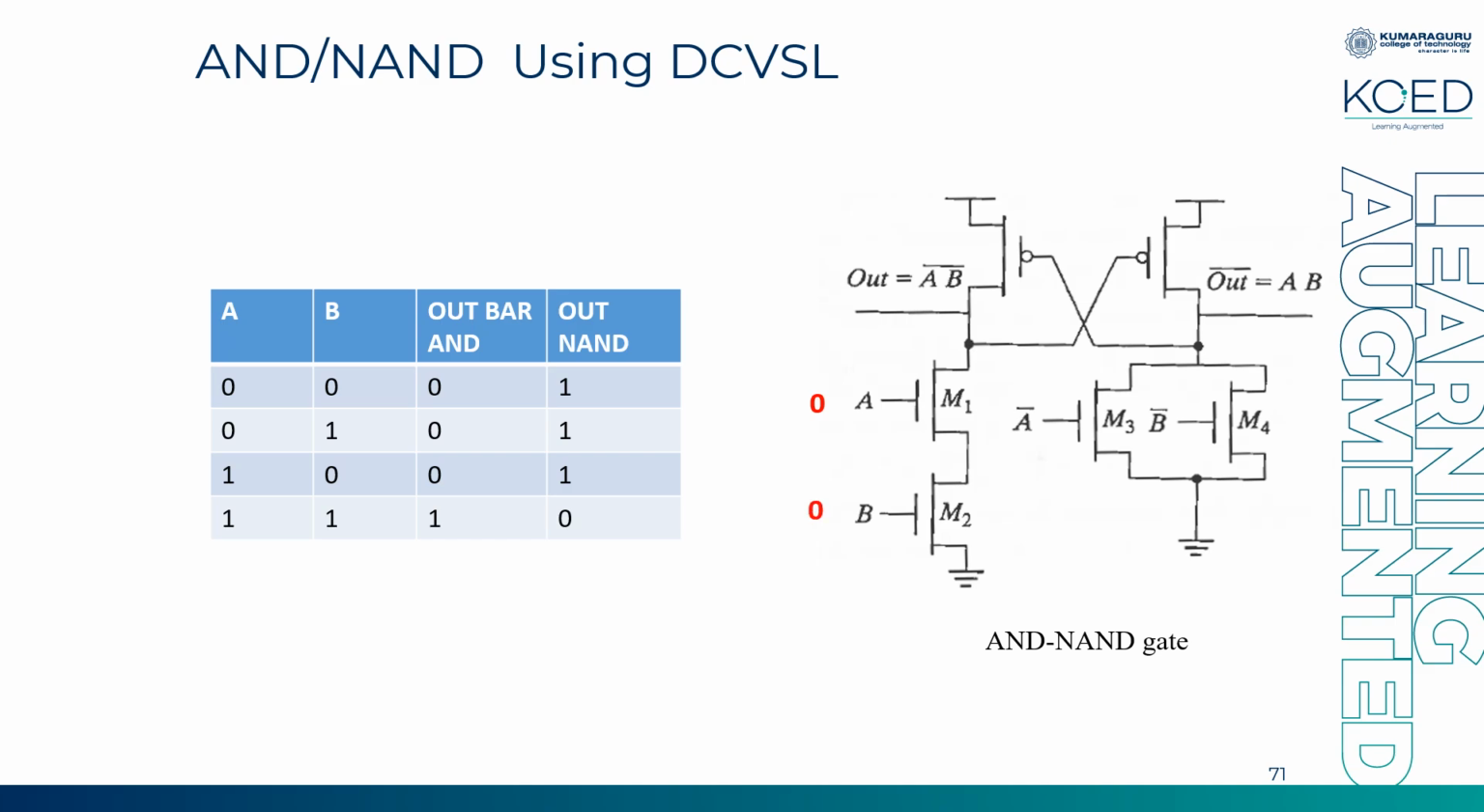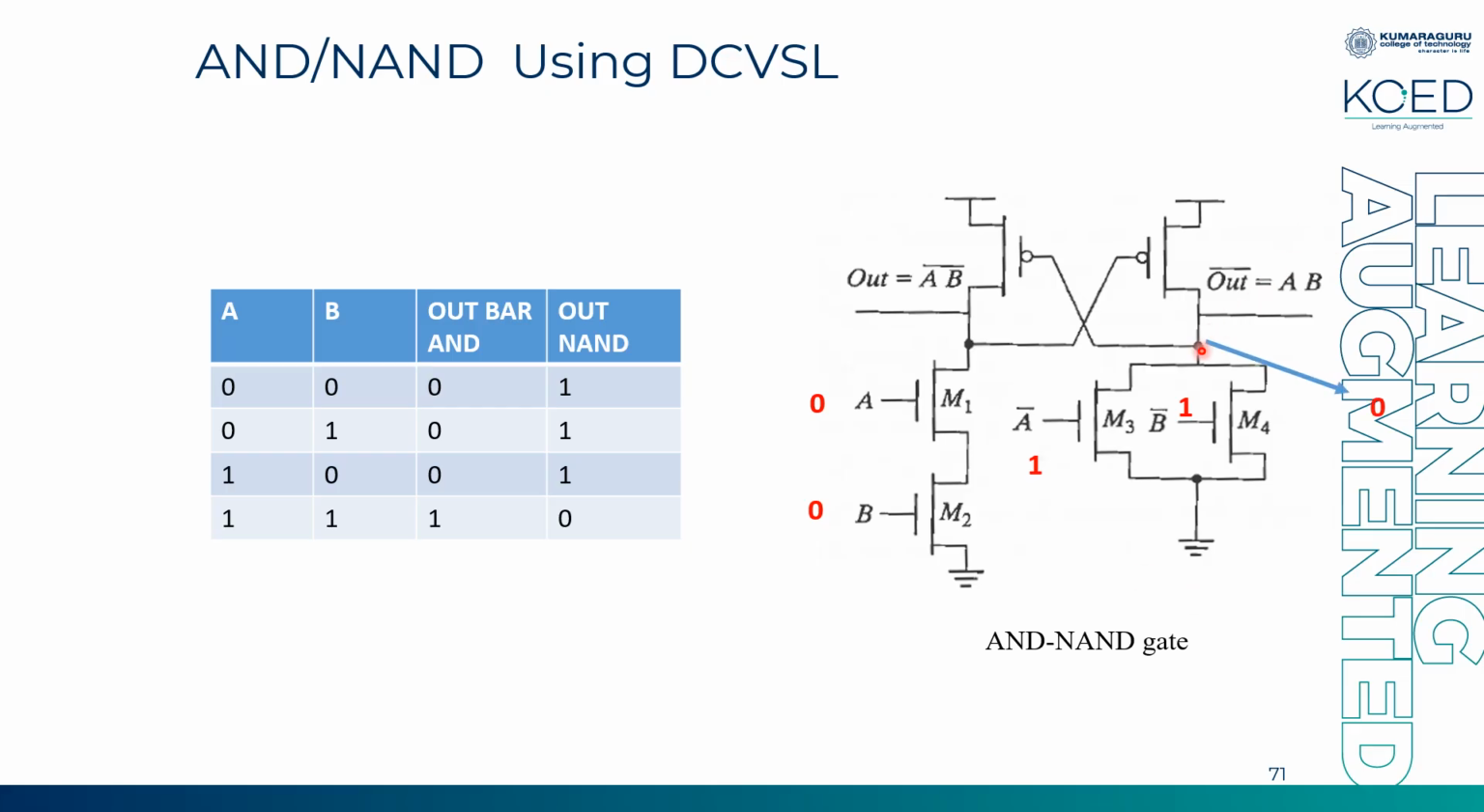First, A is equal to 0, B is equal to 0. So these both values will make M1 and M2 off. A bar is 1 and B bar is 1, so these two values will make my transistors M3 and M4 on. So all the voltage at this node will try to come down. That is, at this node, even if there is some minimum voltage, it will pass to ground. Now at this node you have a 0.